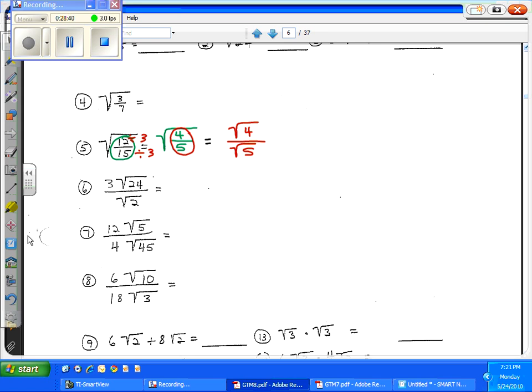Question 1, will anything reduce? No. Question 2, will a radical break down? Square root 4 will. What times itself equals 4? 2. So we have 2 over square root 5. Well, back to question 1. Will anything reduce? No. Will a radical break down? Will square root 5 break down? No. Question 3, is there a fraction inside there?